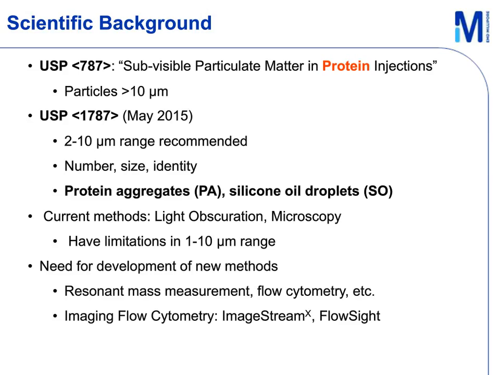However, many new therapeutics entering the market today are protein-based, which have their own set of risk factors. Because of this, the FDA recently released a new USP test, USP 1787, which is specific to monitoring subvisible particles in protein-based therapeutics. USP 1787 also sets limits for particles 10 micron and greater.